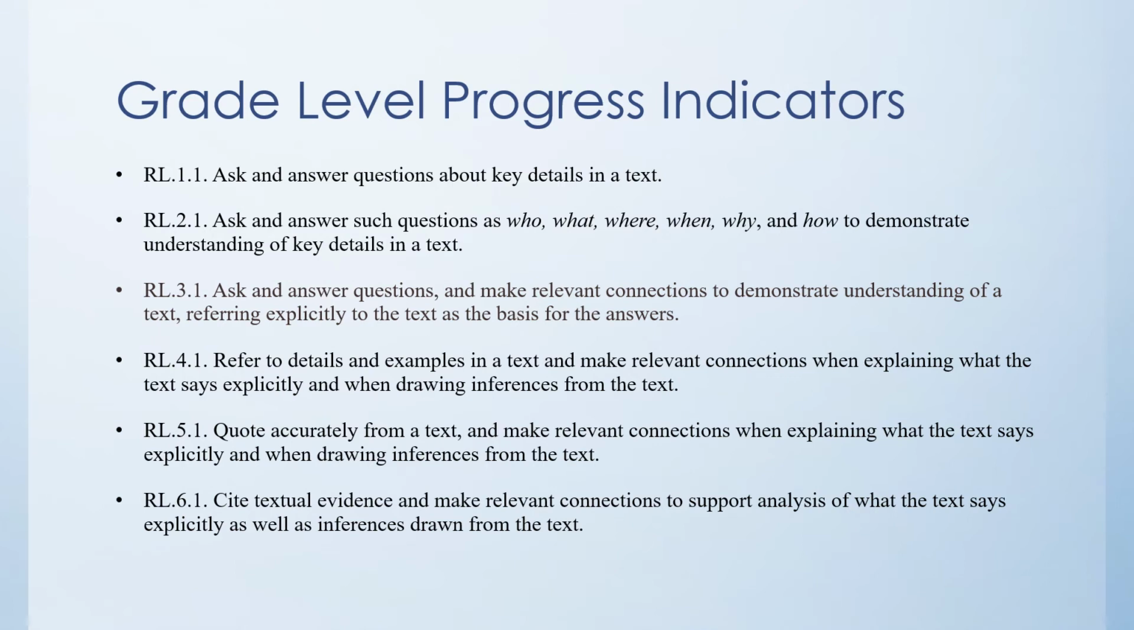In fifth grade, this standard adds quoting so that we actually quote from the text. And in sixth grade, we cite textual evidence. So we teach children how to make citations. So you can see that it's the same standard, but it gets more complicated through each grade level. So when you're creating your lesson plans, you want to use this grade level progress indicator. So you choose the grade, you go to the correct grade level for your standards, then you go to reading literature, and then you pick which grade level progress indicator you're going to use in your lesson.